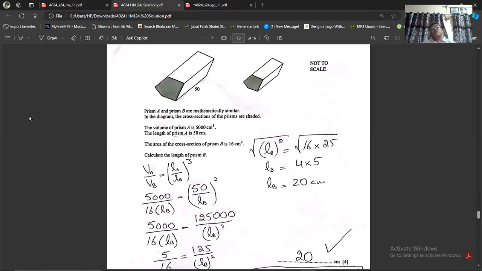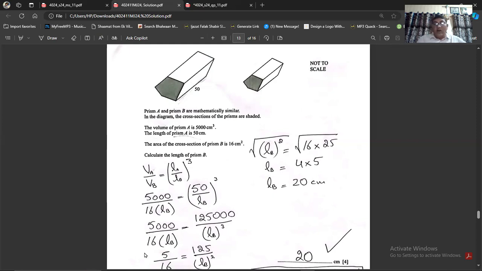So we have 5,000 divided by the volume of B. The volume of a prism is the base area multiplied by the length. The length of prism B we don't know, we want to find that. So the volume of prism B is its base area times its length. The length of prism A is 50, the length of prism B is LB, so it's the whole cube. That gives 125,000 over LB cubed, and 5,000 over 16 into LB. This formula is very important: the volume of the prism is the base area multiplied by the length of the prism.